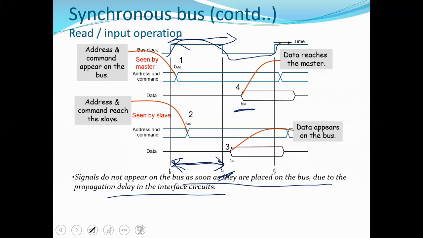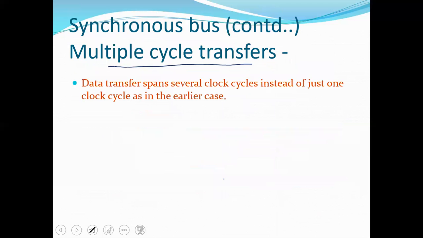So multiple cycle transfers can be done, where several clock cycles are involved in one operation. For one read operation, several clock cycles are involved. There is no restriction on the number of clock cycles in which the operation has to be completed. Any number of clock cycles can be used; this is still under the synchronous bus division.